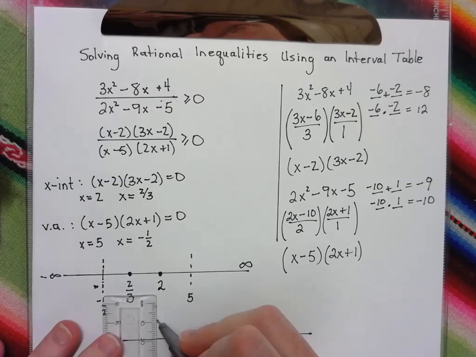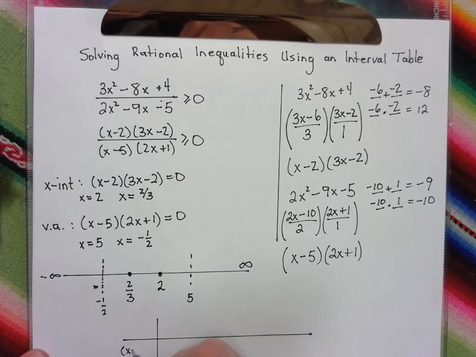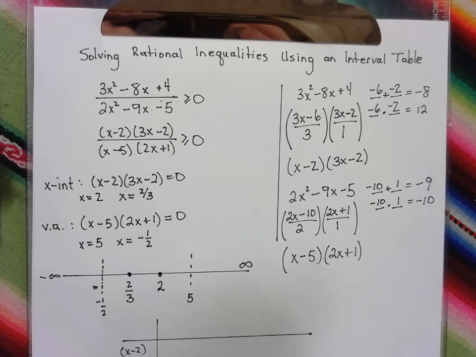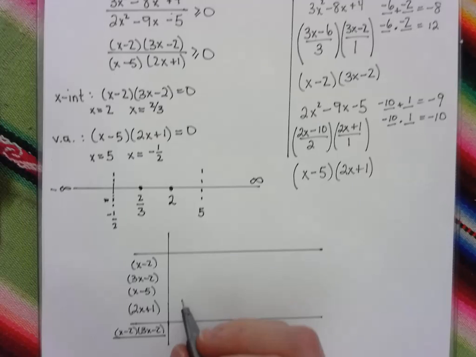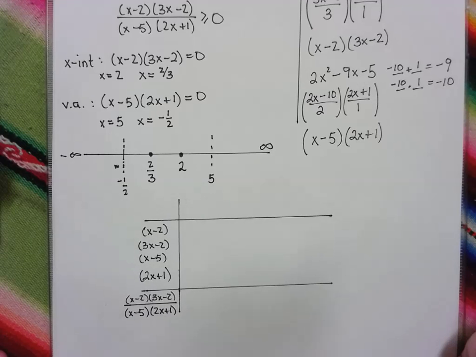Remember, you put the factors down the side and the intervals across the top. So my factors are going to be x minus 2, 3x minus 2, x minus 5, and 2x plus 1. And then that function is x minus 2 and 3x minus 2, all over x minus 5 and 2x plus 1. So now for my intervals, I just read them off.